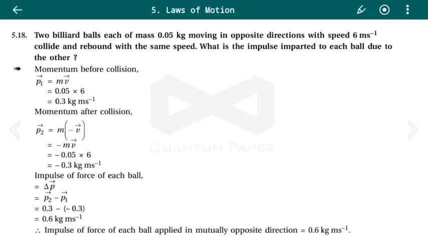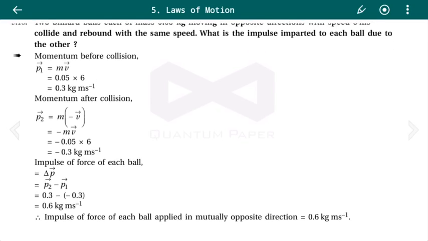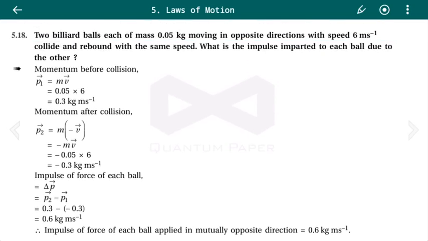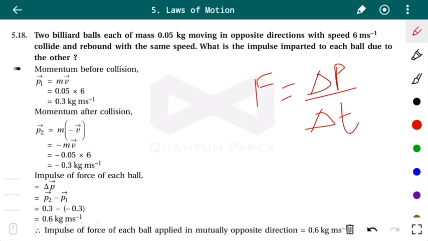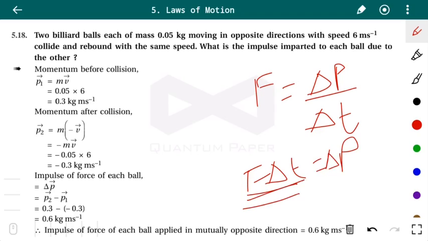That means here we need to find the impulse, and impulse is nothing but F into delta t. So here F delta t equals delta p. We get this equation from the second law of motion, that is F equals delta p by delta t. From this equation we can write F delta t equals delta p. Here F delta t is impulse. So finding this change in momentum will also give us the impulse imparted to each ball.